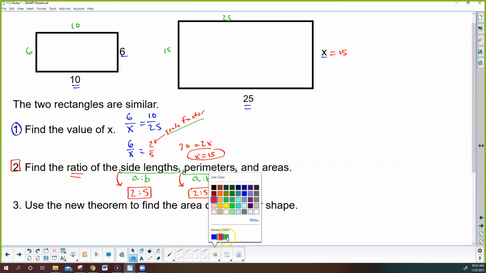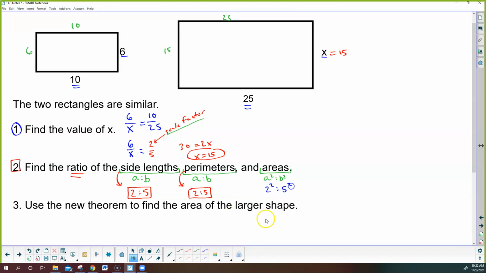And then the special one was, find the ratio of the areas. That's where you square the ratio of the sides. So instead of being 2 to 5, we've got to square both of them, and that will turn into the ratio of 4 to 25.